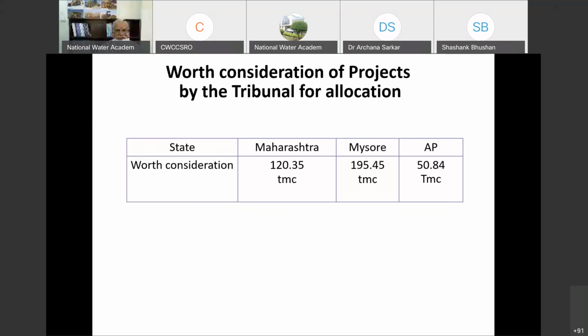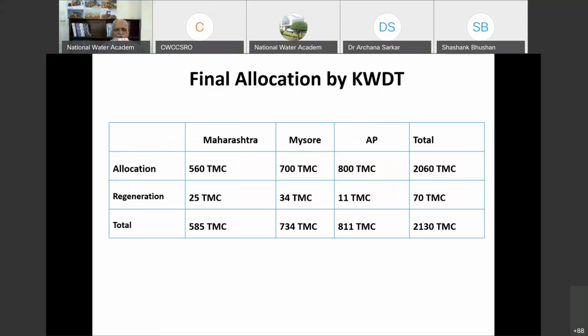And finally, the tribunal decided that we will give 120.35 TMC to Maharashtra, 90.45 TMC to Mysore, and 50.84 TMC to Andhra Pradesh. So total which is distributed is 560 TMC to Maharashtra, 700 TMC to Mysore, and 800 TMC to Andhra Pradesh. Total of 2060 TMC of 75% dependable water assessed and agreed by the parties before Krishna Water Tribunal.